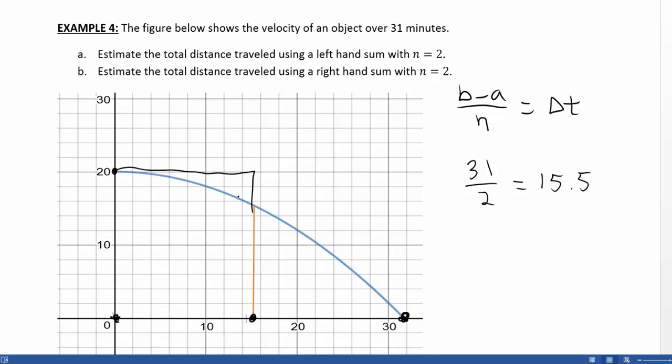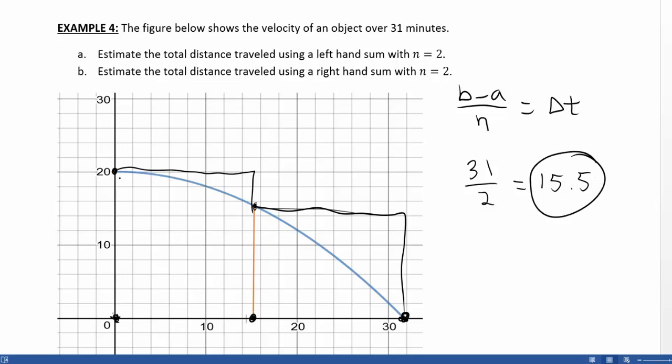And then for the interval 15.5 to 31, I'm going to use the 15.5, which is the left of my 2 points, to get the height of my rectangle there. So my estimate is going to be the area of these two rectangles added together for my left-hand estimate. And again, if you look at the picture, you'll see it's the left-hand corner of my rectangles that's touching the function, because I picked the value on the left of my two possibilities to get my rate, right, which is the height.